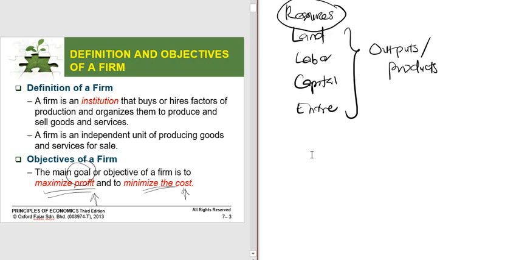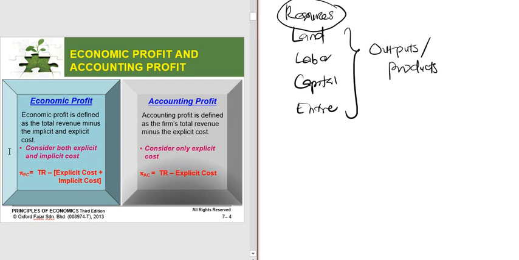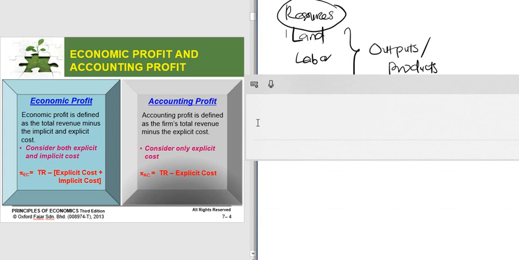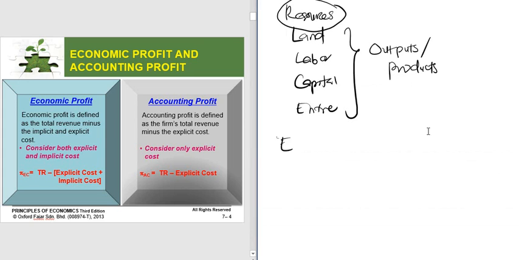Now we are going to understand economic profit and accounting profit. These 2 types of profit are different in terms of concept. If you still remember in the previous topic, we learned about explicit cost and implicit cost.